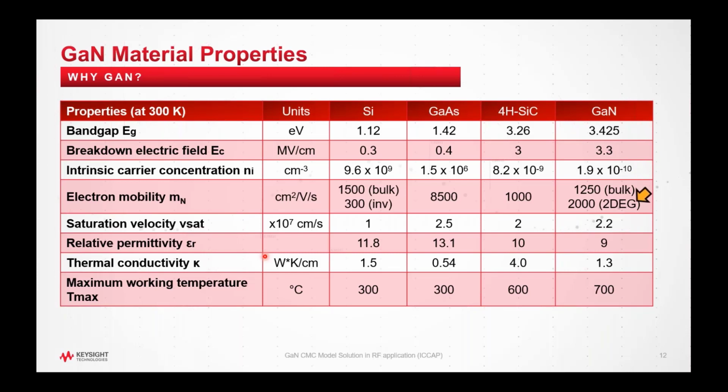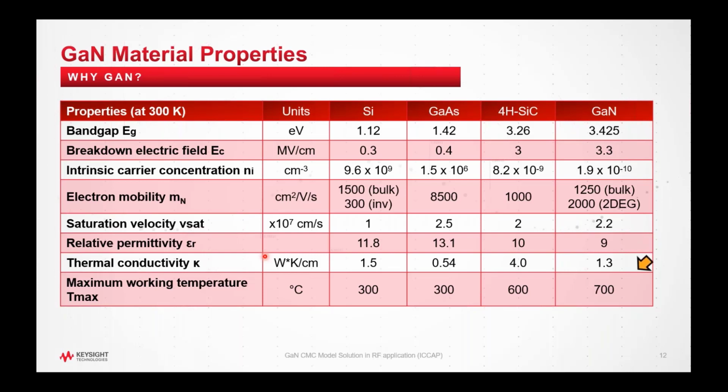And because it's a 3-5 device, it also has a really high mobility. Of course, it cannot compare to gallium arsenide, but it's relatively high enough. With a higher saturation velocity, you get more current under a certain bias. And with a lower permittivity, you might get a smaller capacitance, and you might drive your devices to a higher cutoff frequency and so on.